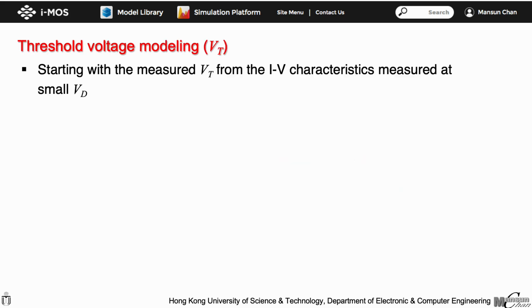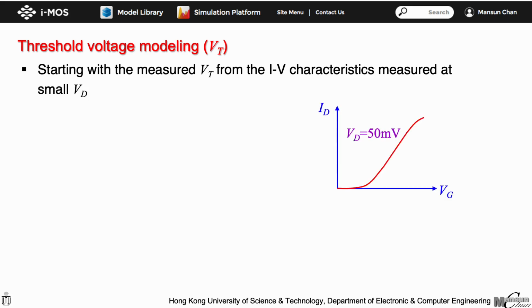After going through the approach to develop a simulator-friendly model, the next issue to be addressed is the way to improve the model accuracy for a wide range of geometries and biases. To understand how this can be achieved, we will use the process to develop the threshold voltage model as an example. I will demonstrate how to enable it to match a wide range of existing data.